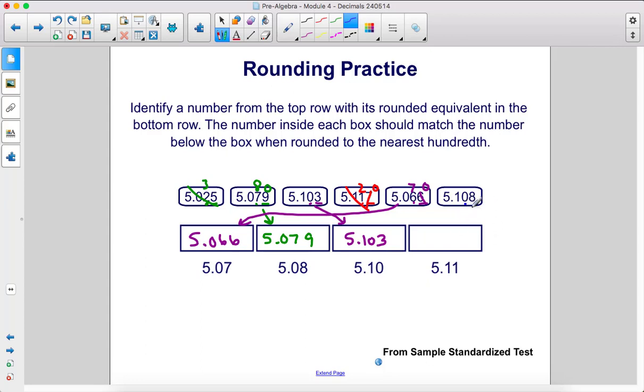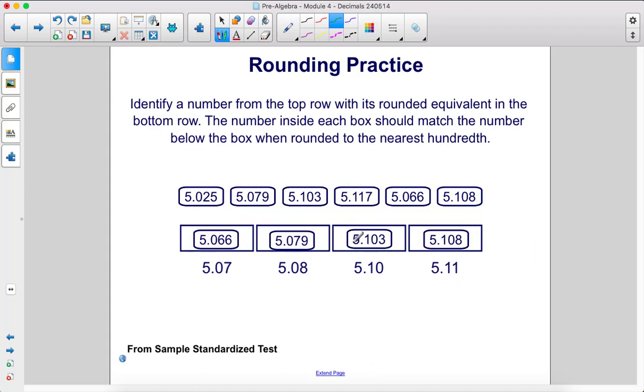There's the hundredths. Here's the number to the right. Yes, it's greater than 5. Therefore, this one's going to round up to a 1. That's going to become a 0. And we get 5.11. And there you have it. And there you go. All the answers.